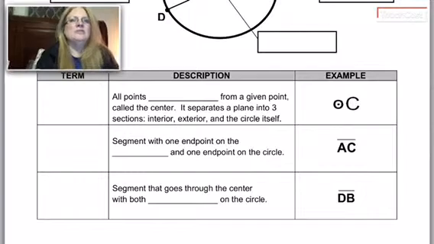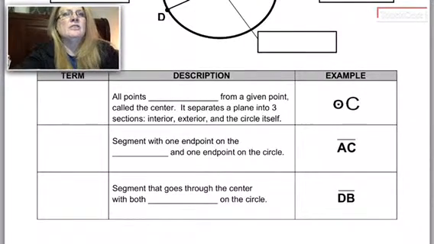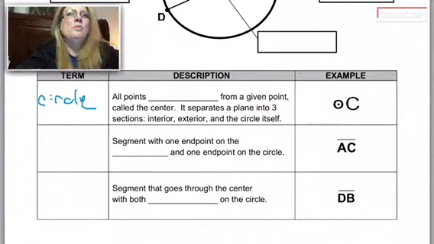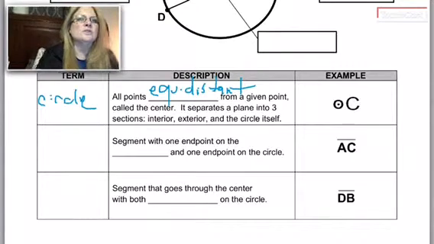So here's some definitions. The definition of a circle is all points that are equidistant from a given point. In other words, any point on the circle is the same distance, or the radius, from the center. It separates the plane into three sections: interior, exterior, and the circle.